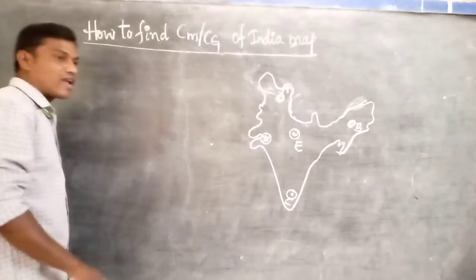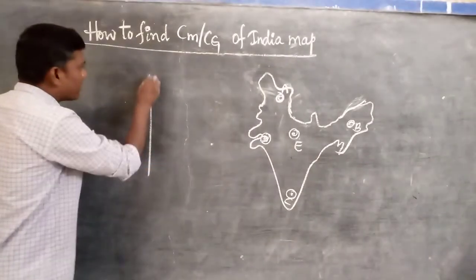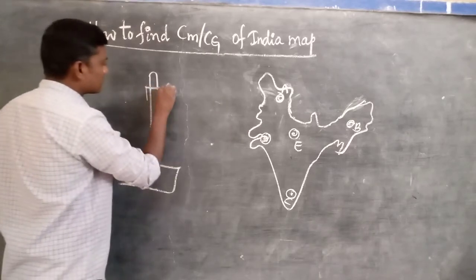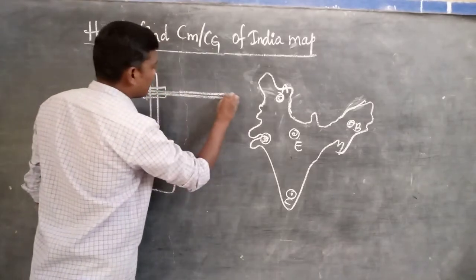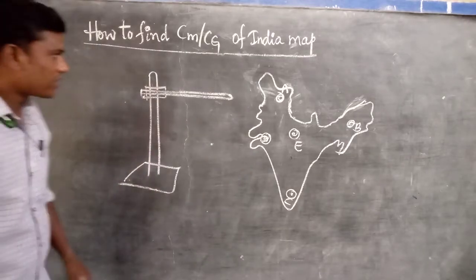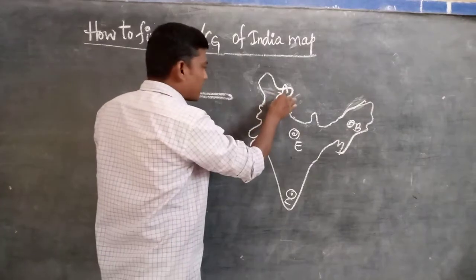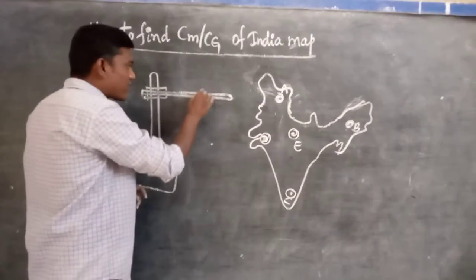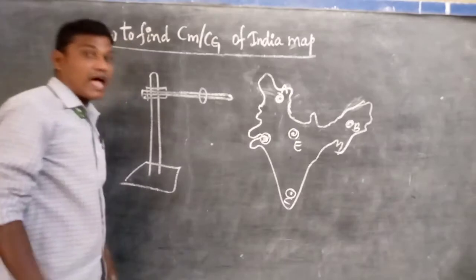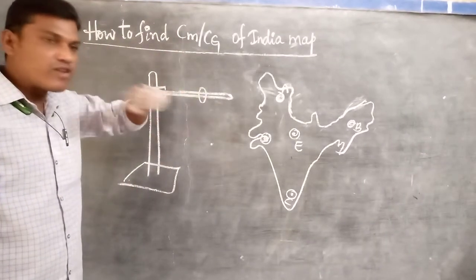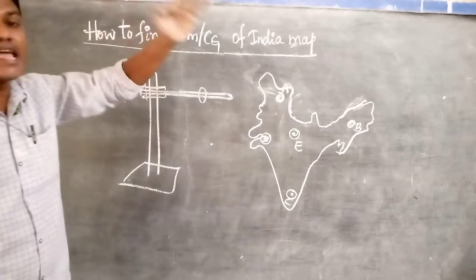Now, on the other side, we take a laboratory retort stand. The thread tied at A is connected to the retort stand, and we observe the position of the India map, that is, how it will be freely suspended from A.